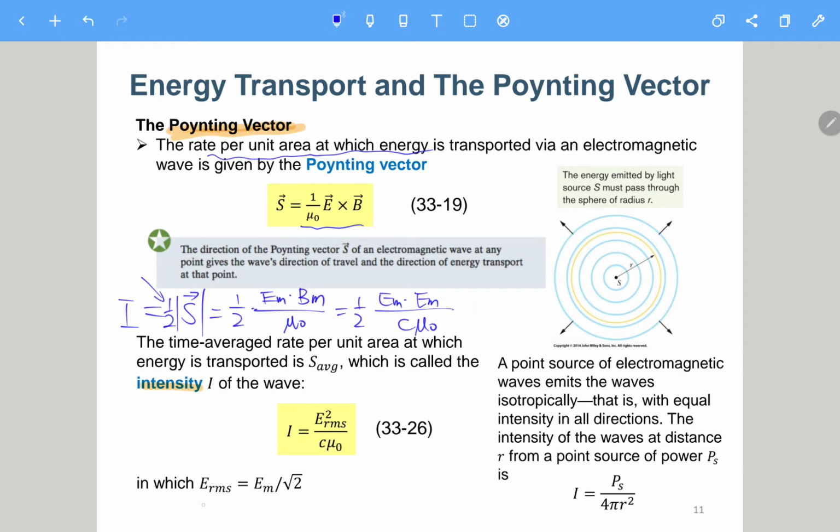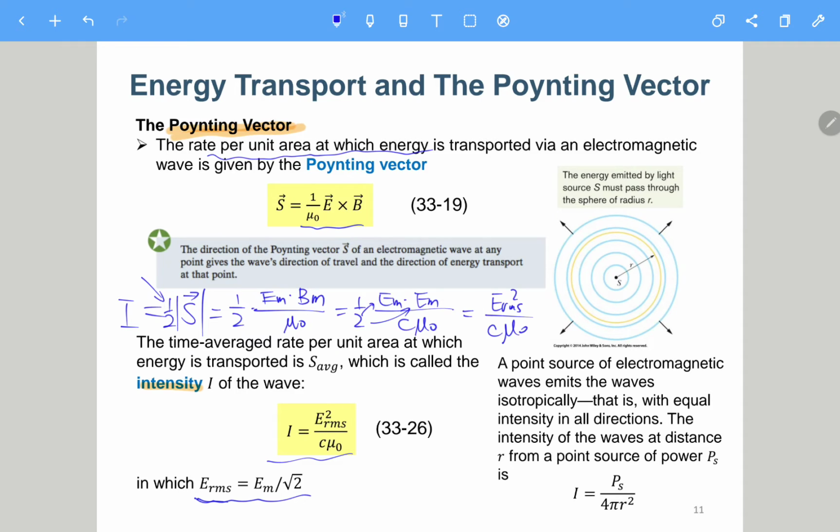And then also, EM is an amplitude. Our ERMS is the RMS value of EM. So we split this 2 to the EM, and then finally we will have ERMS squared over C mu naught, which is the intensity of the light.